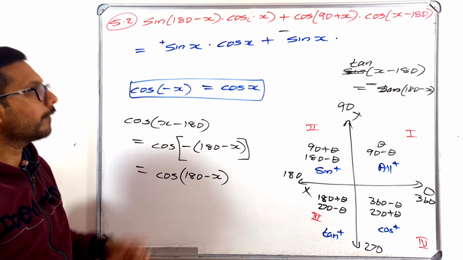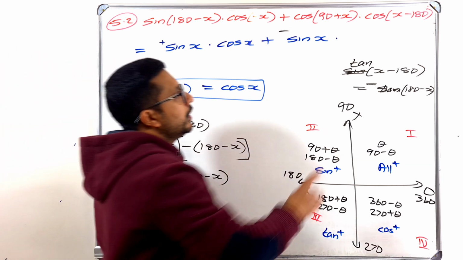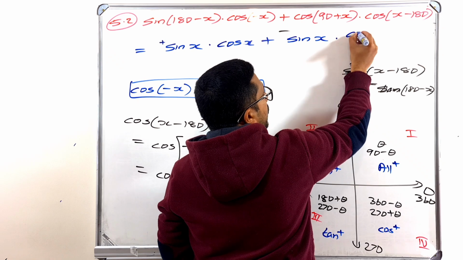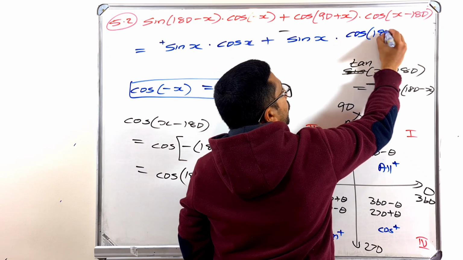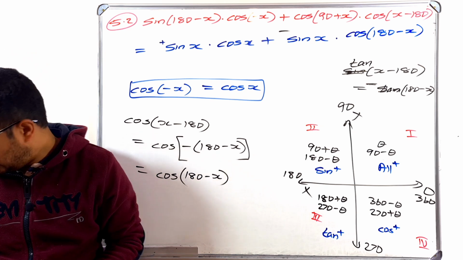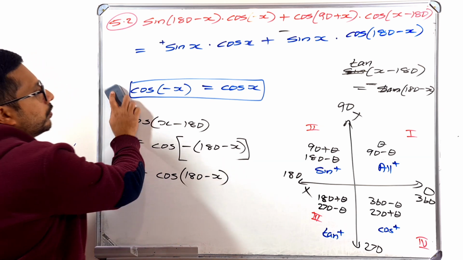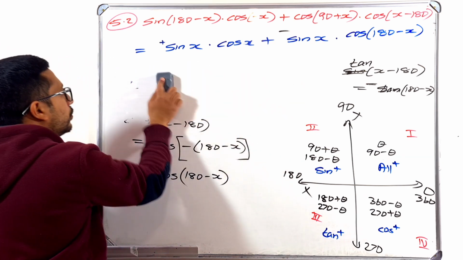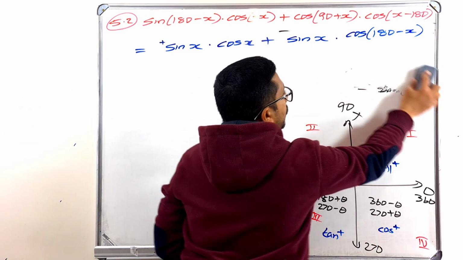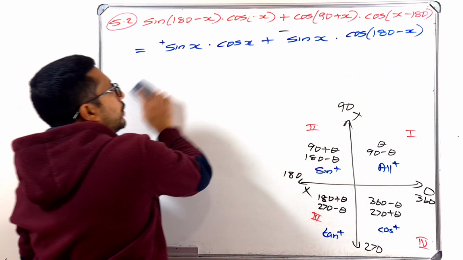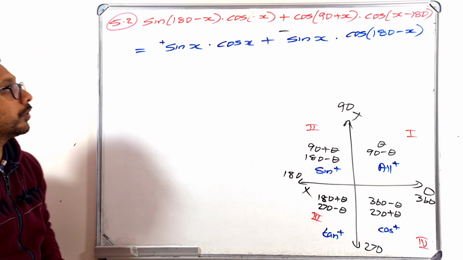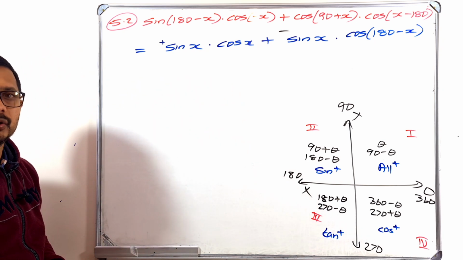You understand? Okay. So here our question is cos of x minus 180. You have to understand that that is the same as cos of 180 minus x. Now let's go to the next step. Those who didn't write this one, you have to pause the video and write it. That is very important. Then after that we can continue watching the video.